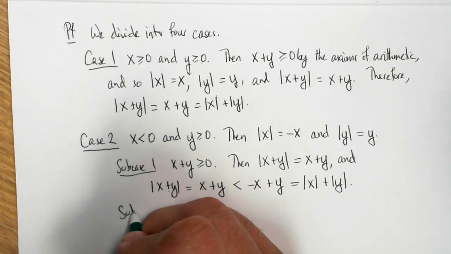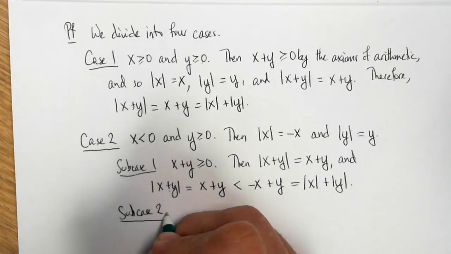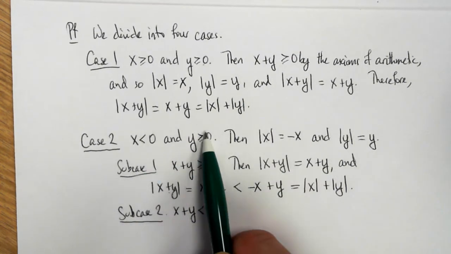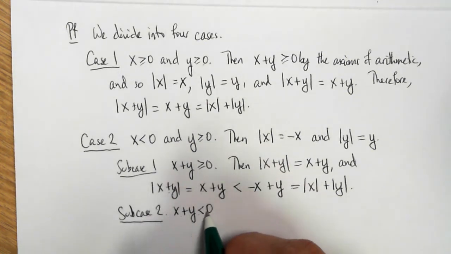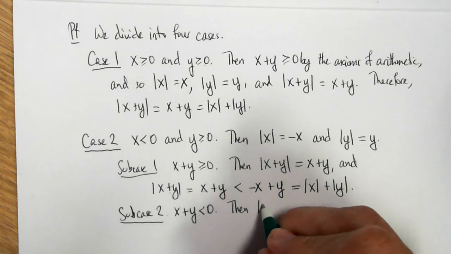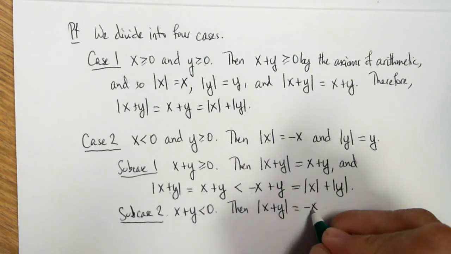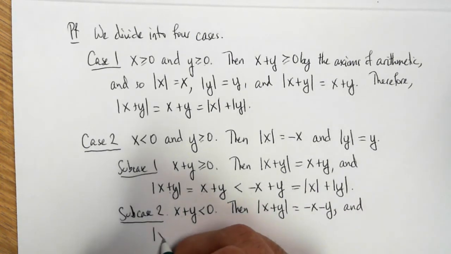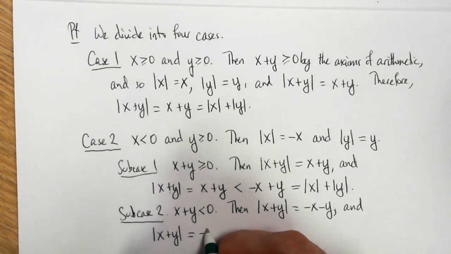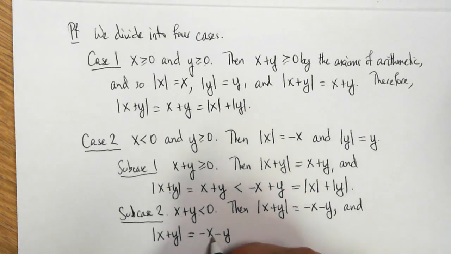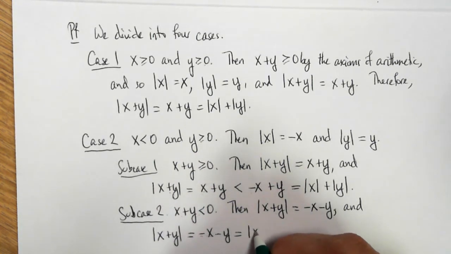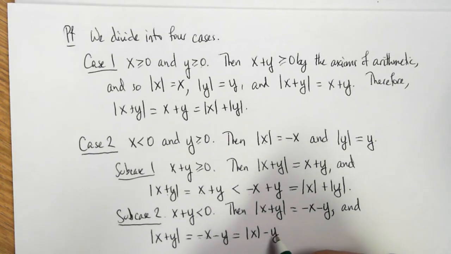Subcase 2. Well, suppose that the sum of x plus y is negative, where that's a negative number and that's a positive number. But if I add them up, I get something negative. Then absolute value of x plus y would be equal to negative x minus y. Because x plus y is negative, so the negative of the whole thing would be the absolute value. And therefore, absolute value of x plus y would be equal to negative x minus y. Okay, now negative x is equal to absolute value of x.